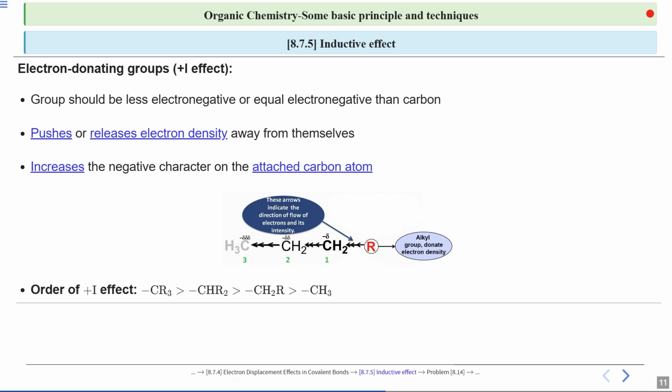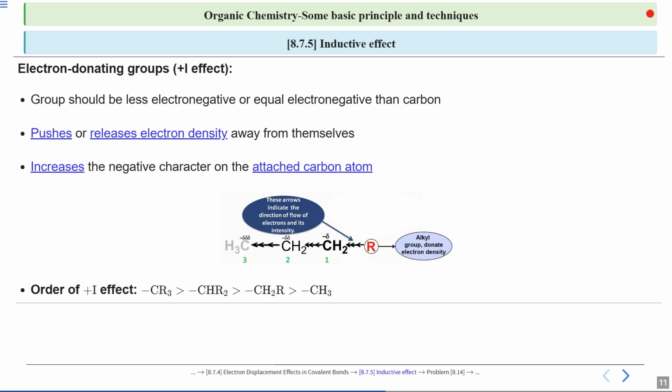Again, we have an order for the plus I effect. The most electron donating group is CR3, then we have CHR2, then we have CH2R, then we have CH3. Can you rationalize this? Yes, we can rationalize this easily. The carbon which has 3 alkyl groups has 3 electron donating groups on the carbon. As a result of this, the donating tendency of this carbon increases.